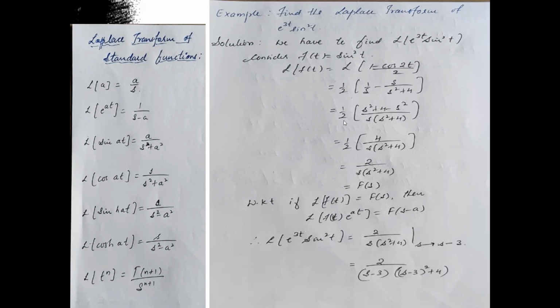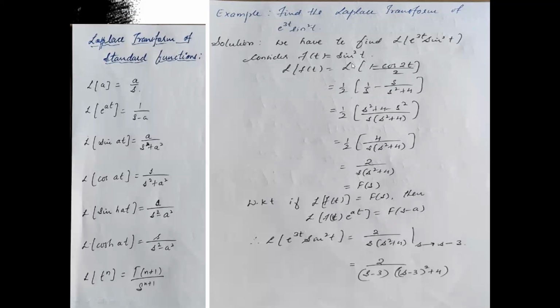Now let us simplify this. 1 by 2, and if we take the LCM, it is s square plus 4 into 1, so we get s square plus 4, minus s into s, that is s square. So s square gets cancelled. What remains is 4 divided by s into s square plus 4. Now if we cancel 2 and 4, we get 2 divided by s into s square plus 4. Since we have taken the given function as f of t, the Laplace transform of f of t we write as F of s.